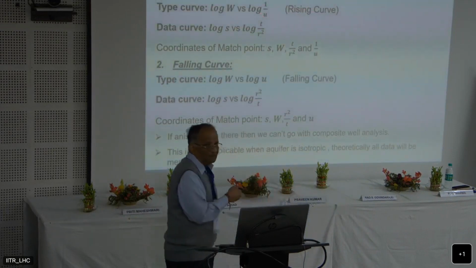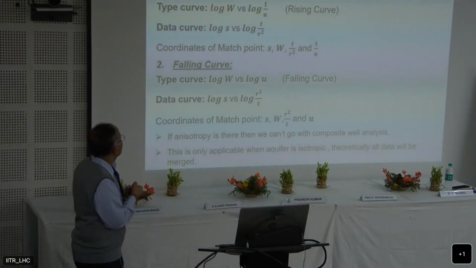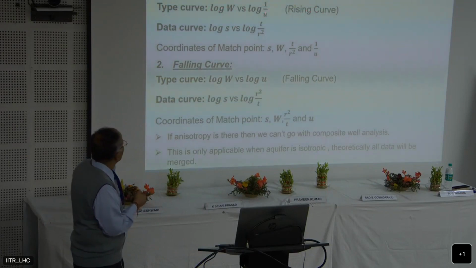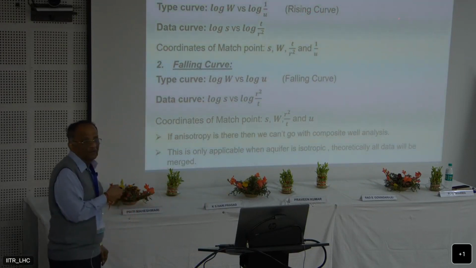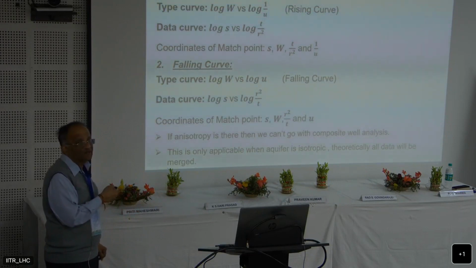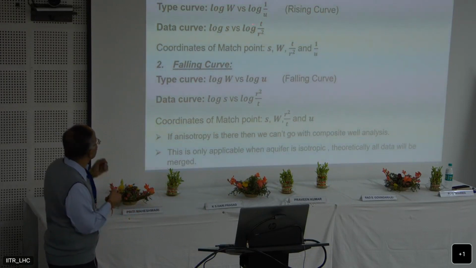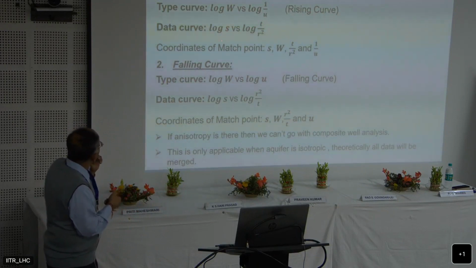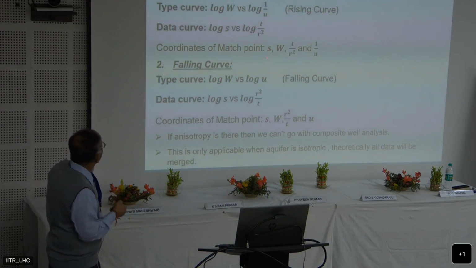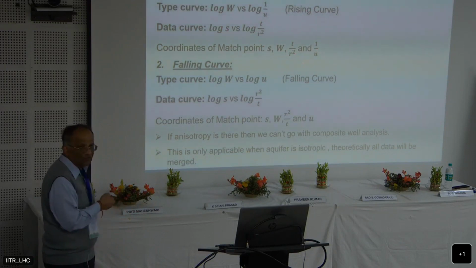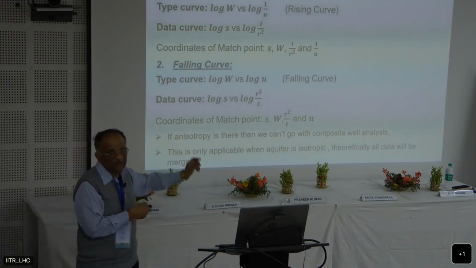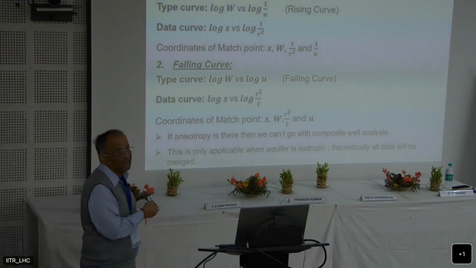So from the type curve, from the rising curve, you get log W versus 1 by U. So I know what 1 by U is: 4Tt by r square. From this, we know what S is, what W is, what T by r square is, so we will be noting this. Using this, we will get the parameters T and S.